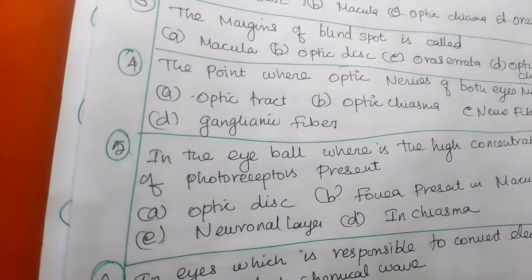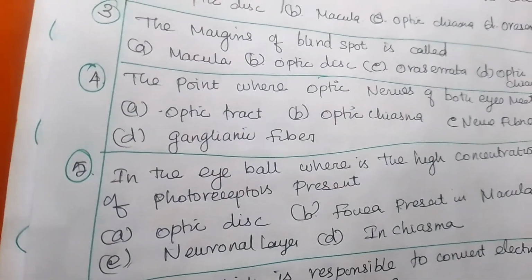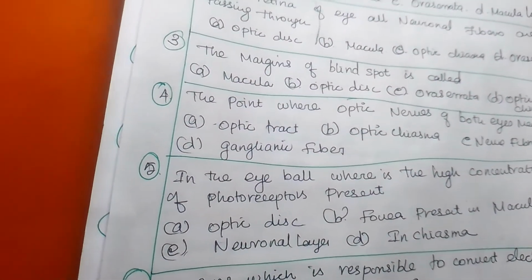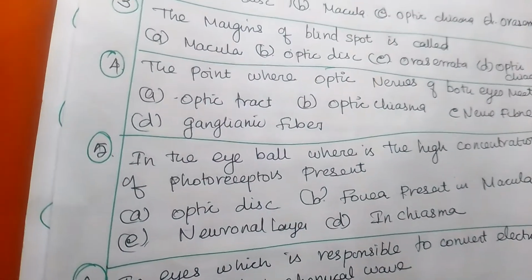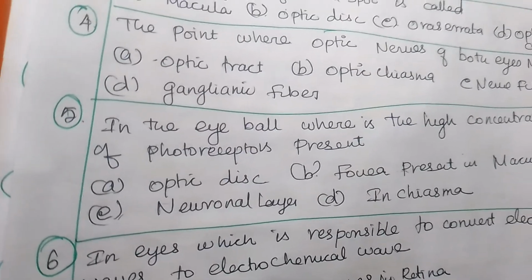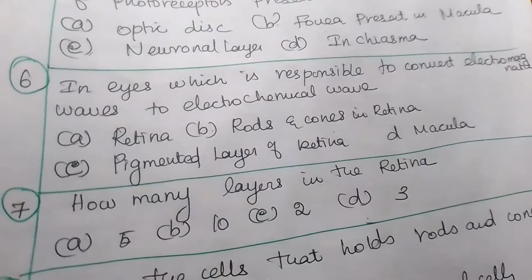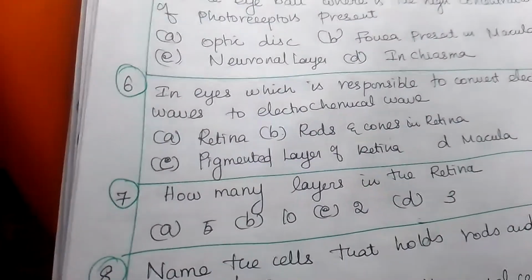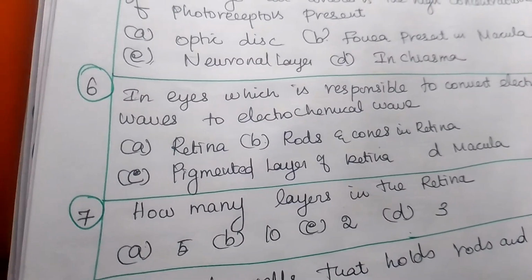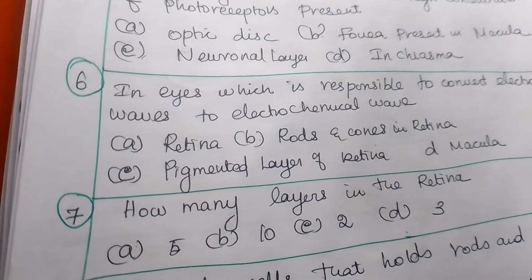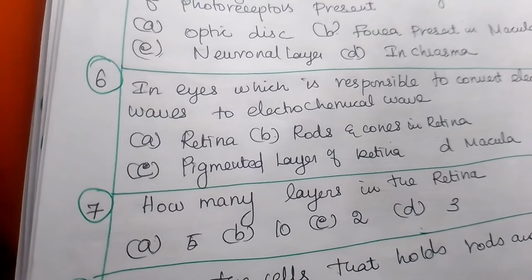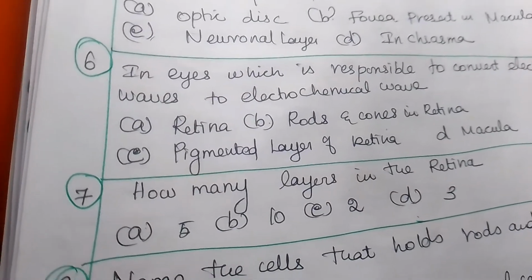The fifth question: in the eyeball, where is the high concentration of photoreceptors present? Optic disc, fovea present in the macula, neuronal layer, or chiasma? The answer is B, fovea present in the macula. Sixth: in the eye, which is responsible for converting electromagnetic waves to electrochemical waves? A. Retina, B. Rods and cones of retina, C. Pigmented layer of retina, D. Macula. The answer is B, rods and cones of retina.